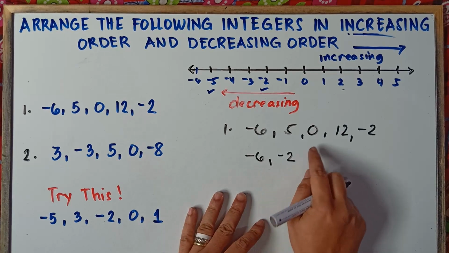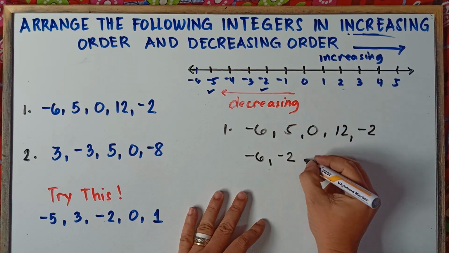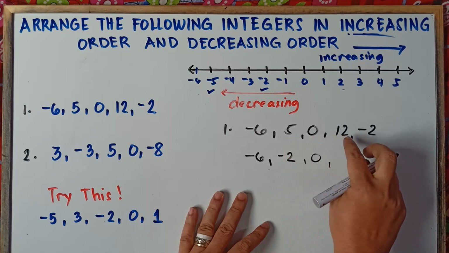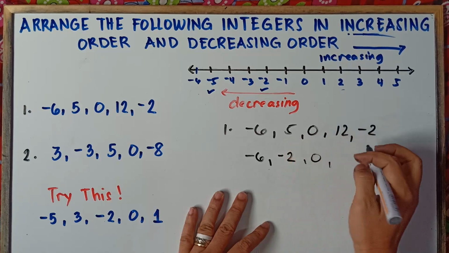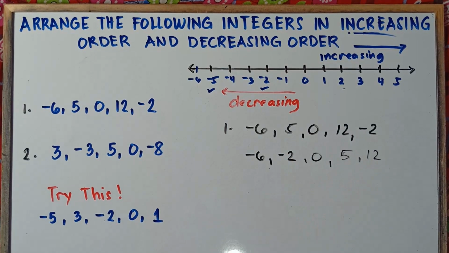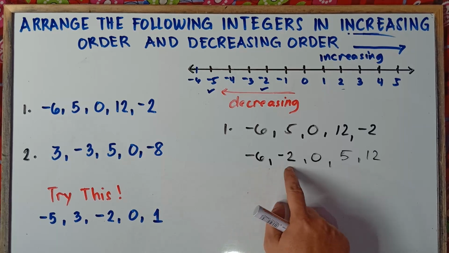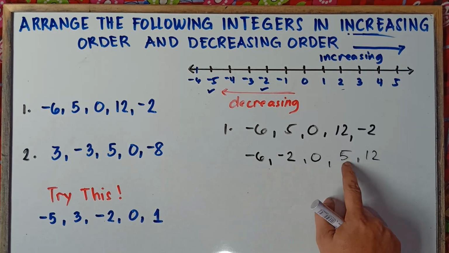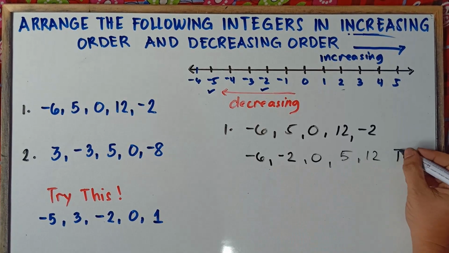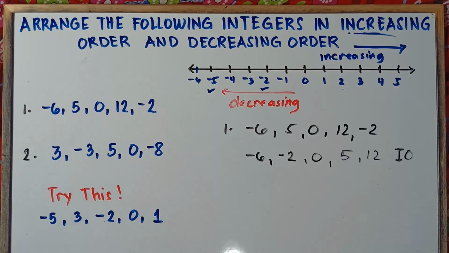Next will be 0. Next will be positive 5. And 12 is greater than positive 5, so positive 5 and then 12. Easy as that, class. So we have negative 6, negative 2, 0, 5, and then 12. I will just put IO. This will be increasing order.